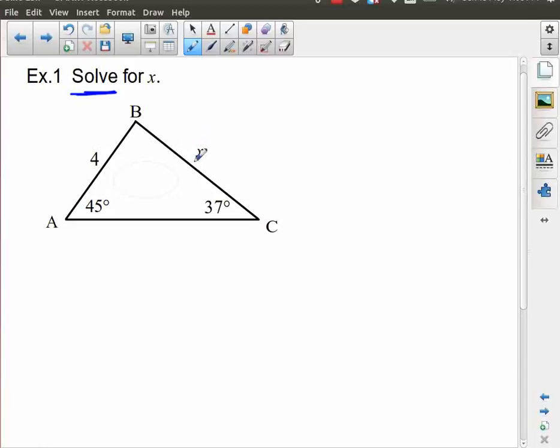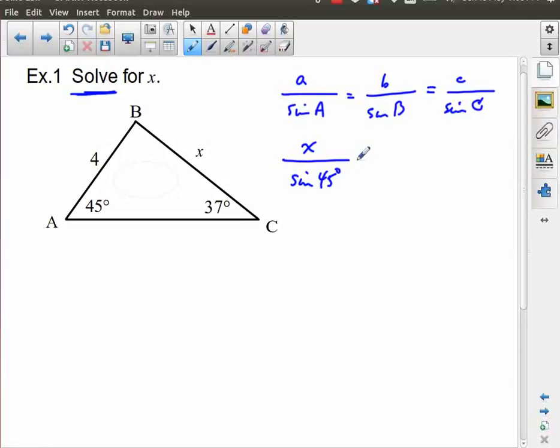So first of all, I notice that I'm solving for a side. So I'm going to use the form a over sine A equals b over sine B equals c over sine C. And the reason I'm doing that is because I'm solving for a side. Now I'm actually going to fill these things in. So the side length a is actually what I've described as the variable x. The sine of the angle A turns out to be the sine of the angle 45 degrees.